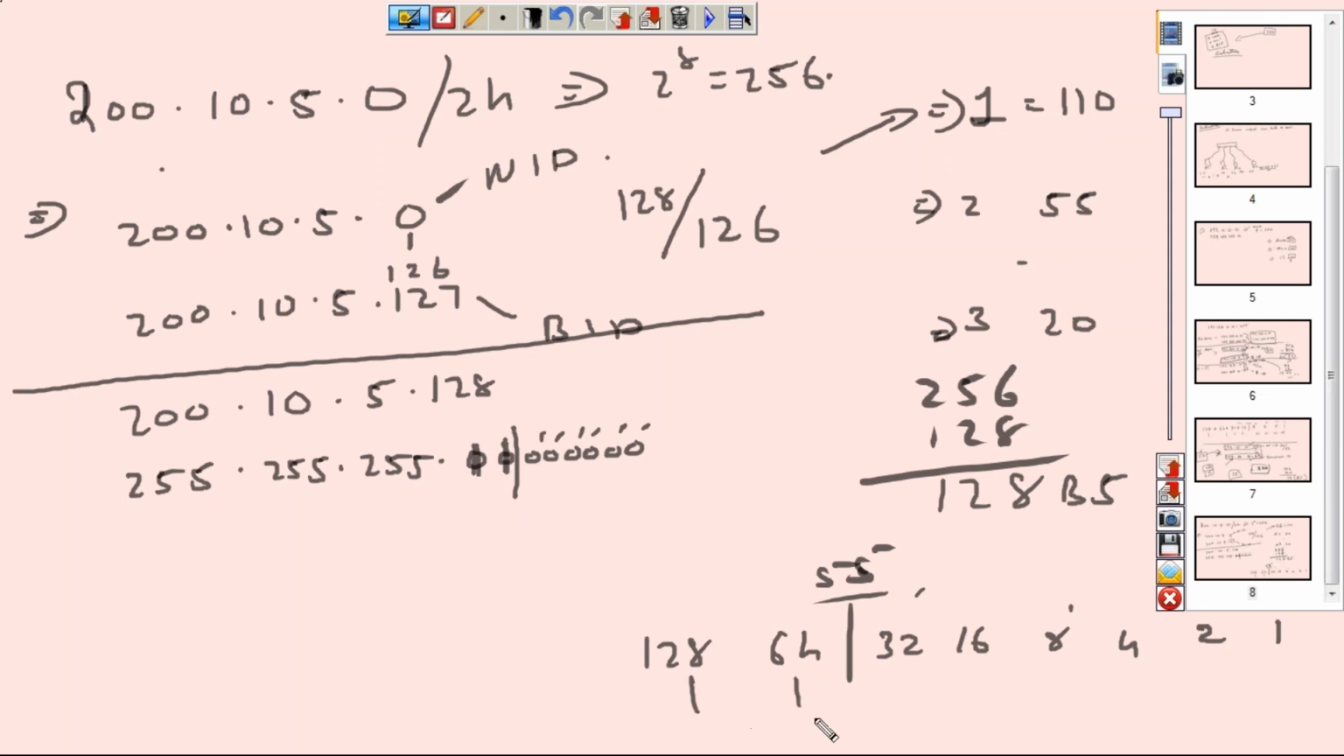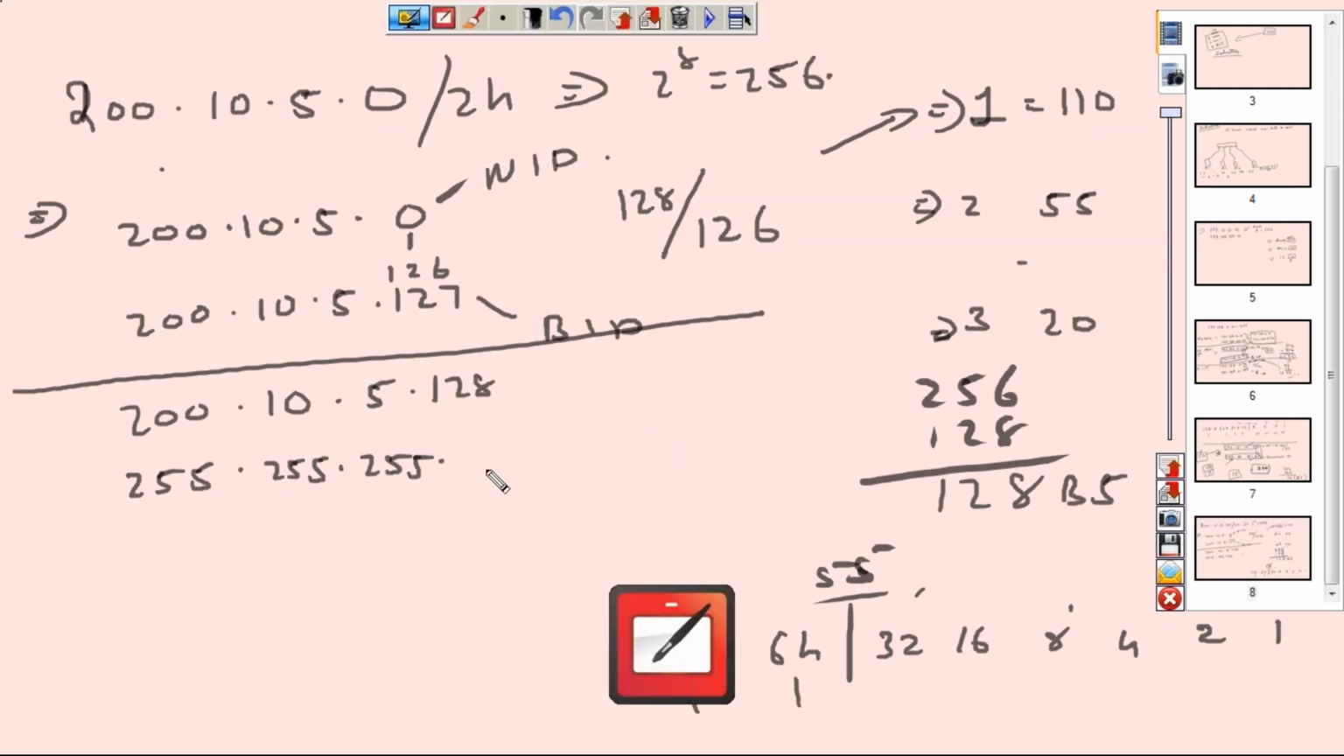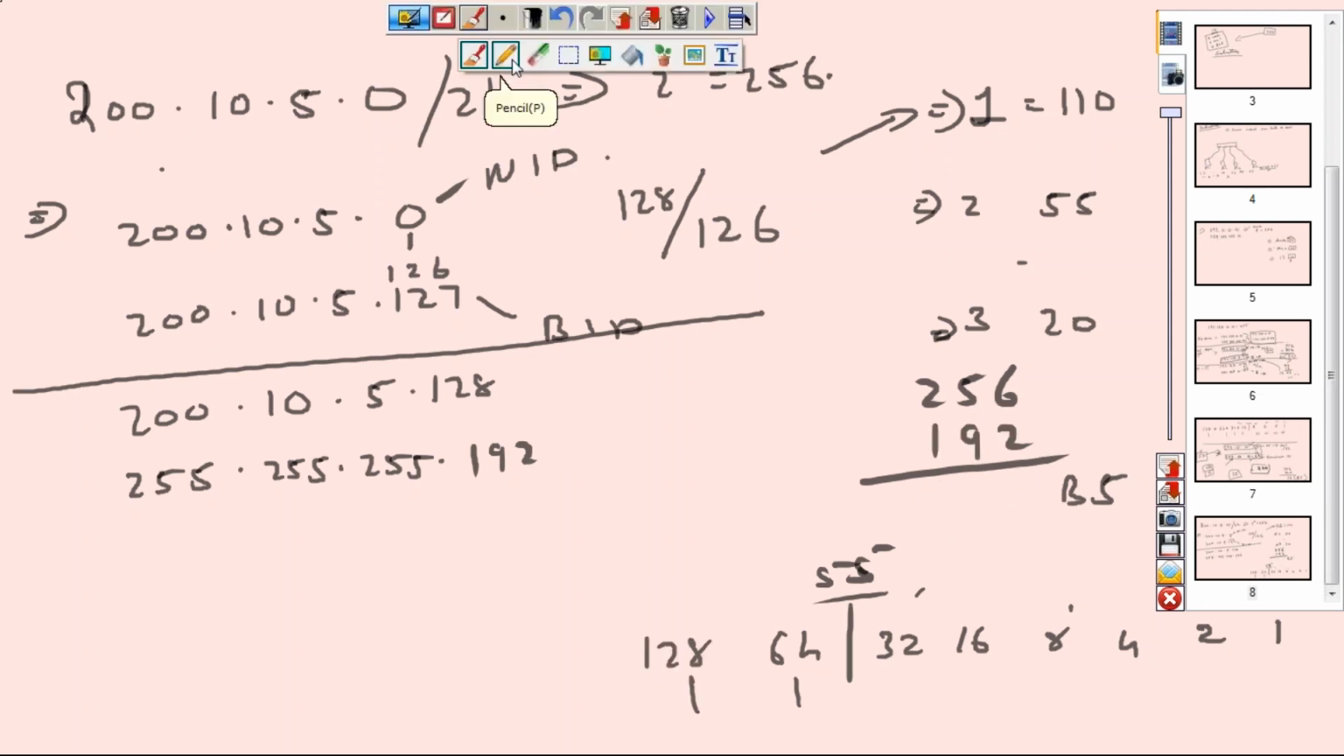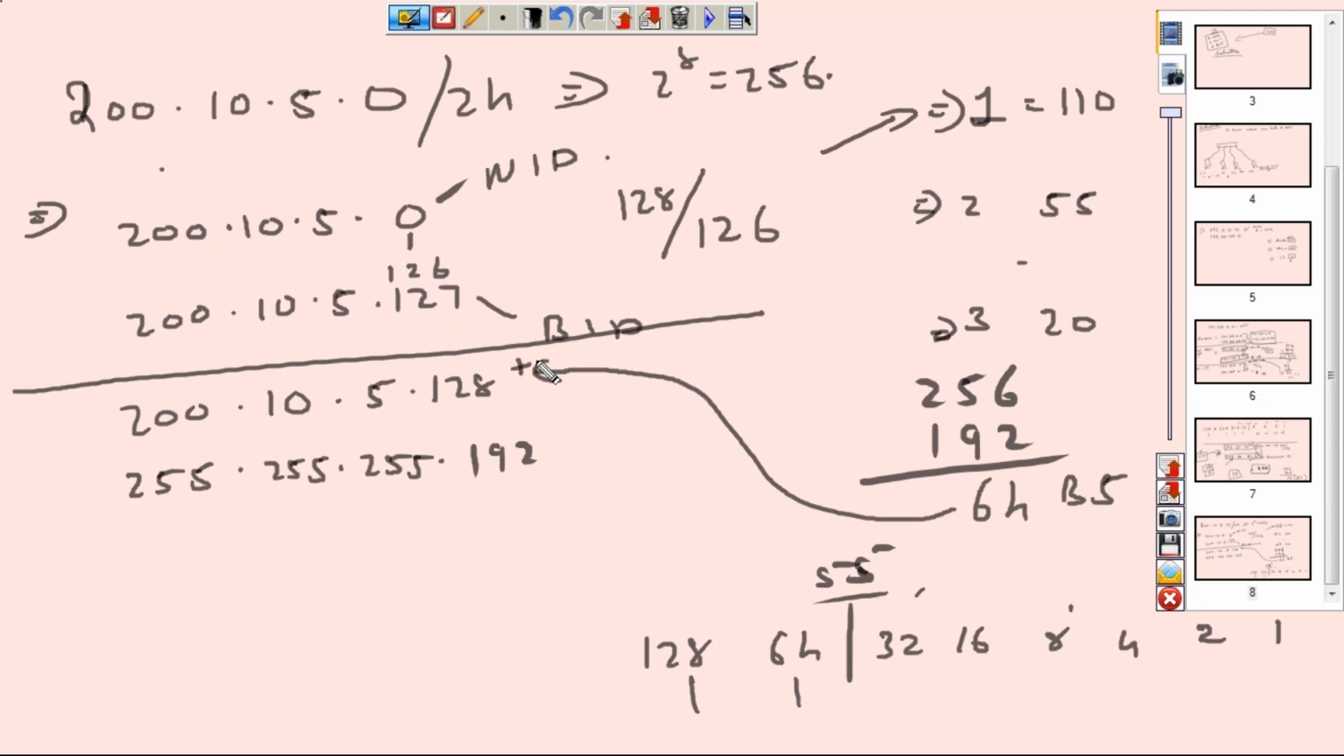Convert that. What do we get? 192. We get 128 plus 64, that is 192. And as we always do, we try to find the block size by subtracting that right there. What do we get? 64. We get 64 as our block size, and we always take the block size and add it to the top.